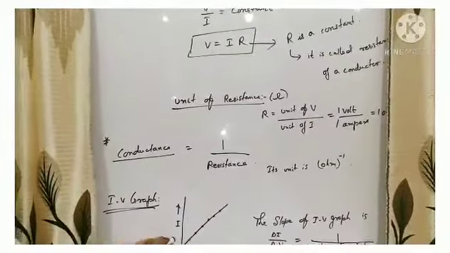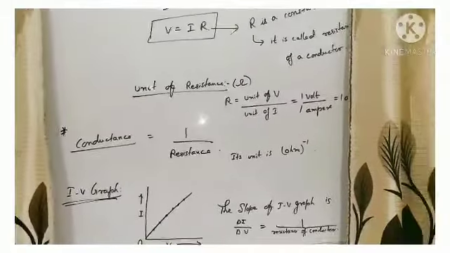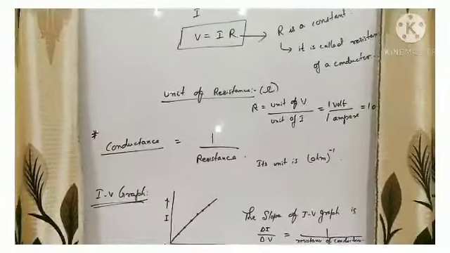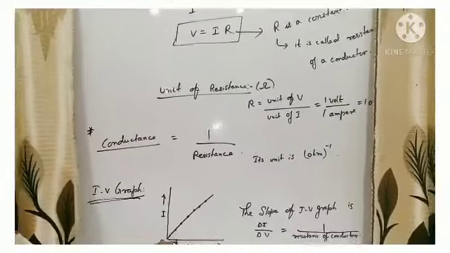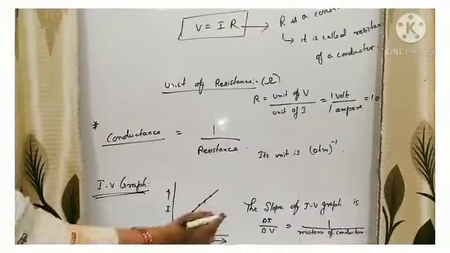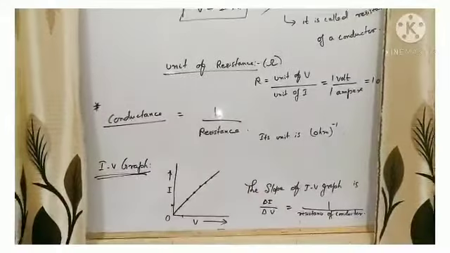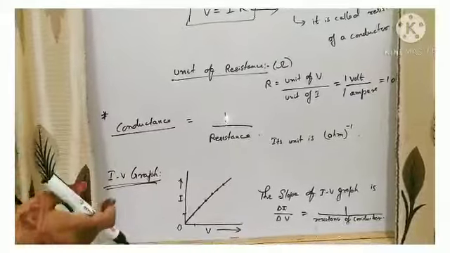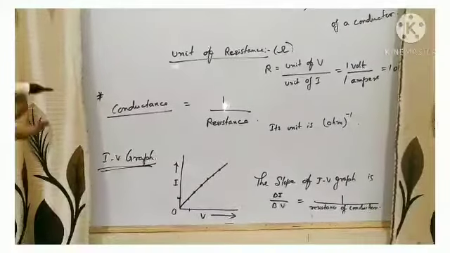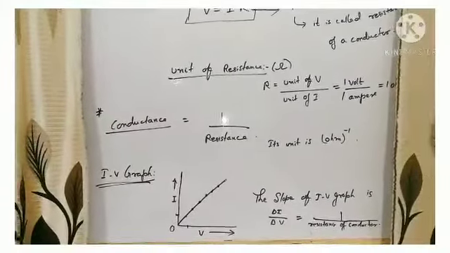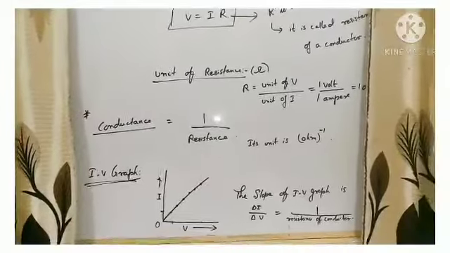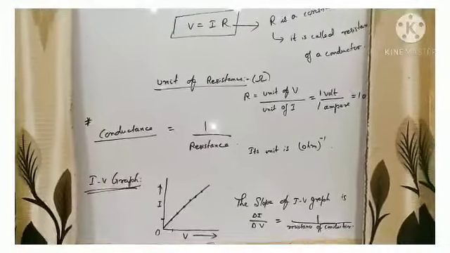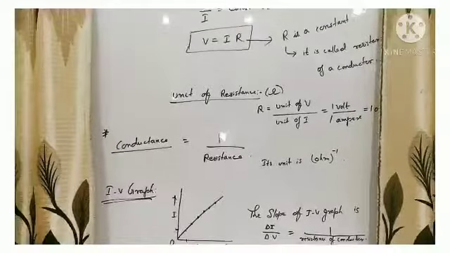And this is the I-V graph for a metallic conductor. The ratio of V by I is constant, as you can see in the graph. A straight line is there. That means if V is 10, then I will also be 10. The ratio del I by del V we can calculate as the slope of this graph, which is equal to 1 by the resistance of the conductor. The only limitation of Ohm's law is that it is obeyed only when the temperature of the conductor remains constant.